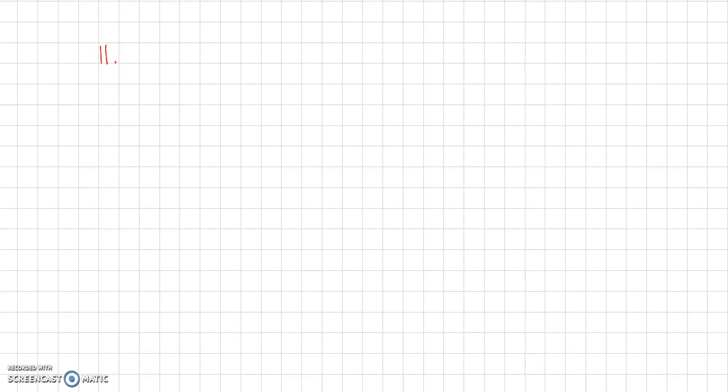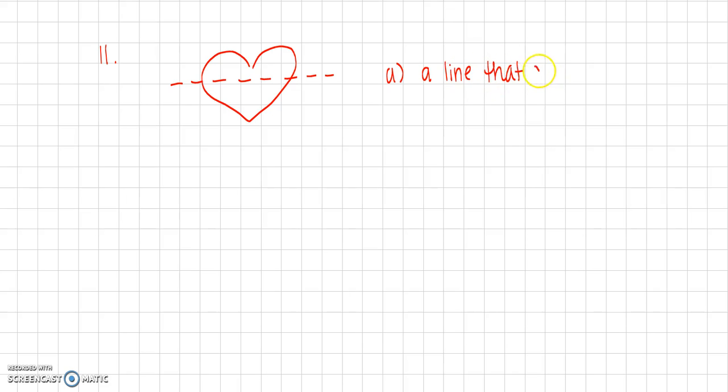Number 11 is a constructed response, and you have this kind of picture. It's a heart with a dotted line across it, and it says, explain what a line of symmetry is. A line of symmetry is a line that divides an image or a figure into two congruent parts. Congruent means same shape, same size.